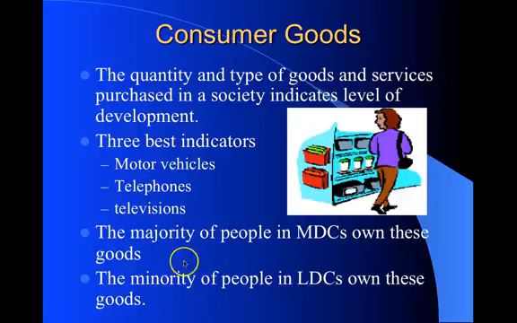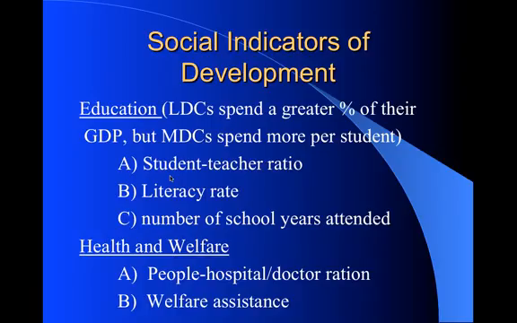Or you might have 1 car for an entire family. Or 1 car for a couple of different families to share. So these consumer goods, if you can buy a lot of these consumer goods and consumer goods in general, like computers and electronics, you're doing pretty well. If you don't have access to it, that's not good, and you're probably a less developed country.